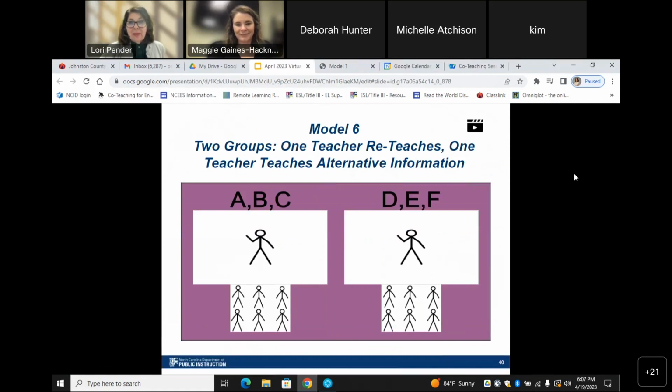All right, so let's debrief. So we're thinking about model 5 and 6, similar models, but with 5 it is pre-teaching, and then model 6 reteaching, and the other teacher is teaching alternative information. And I like the fact that they pointed out it is not moving on, but maybe digging deeper with that group while the other is being pre-taught or retaught. I love the idea of the help desk.